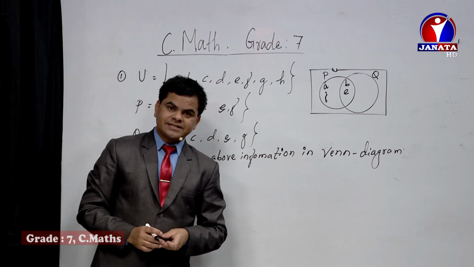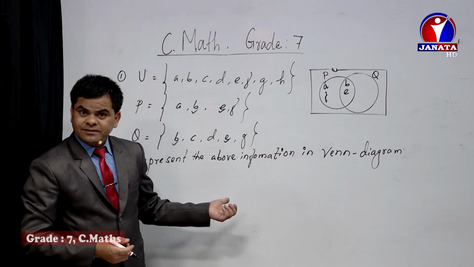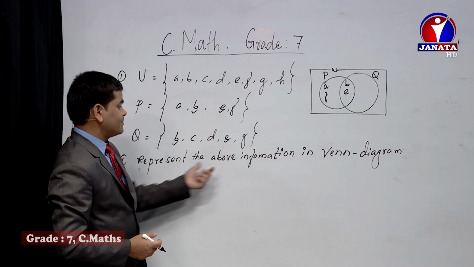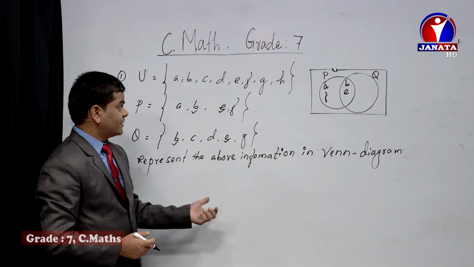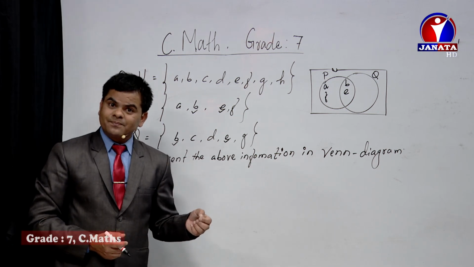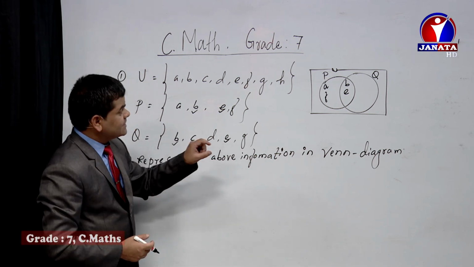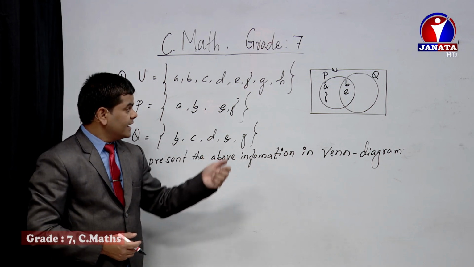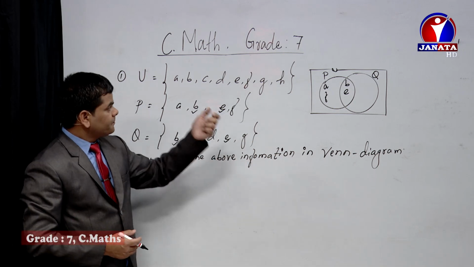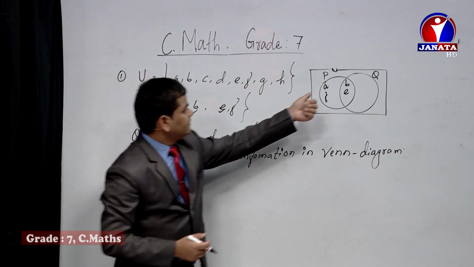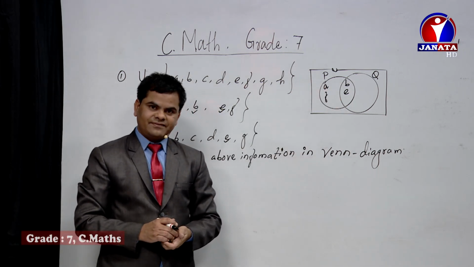And later on, dear students, there will be a tag question or short question after representing the information given in a Venn diagram. Another question may be there: what is P difference Q? At the time, if the question says P difference Q, you need to write those elements which are only of P. It means these two, A and F.